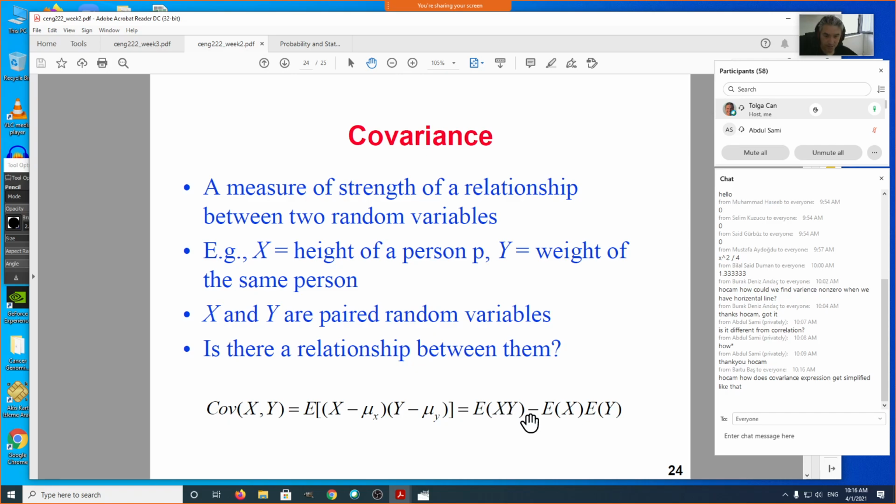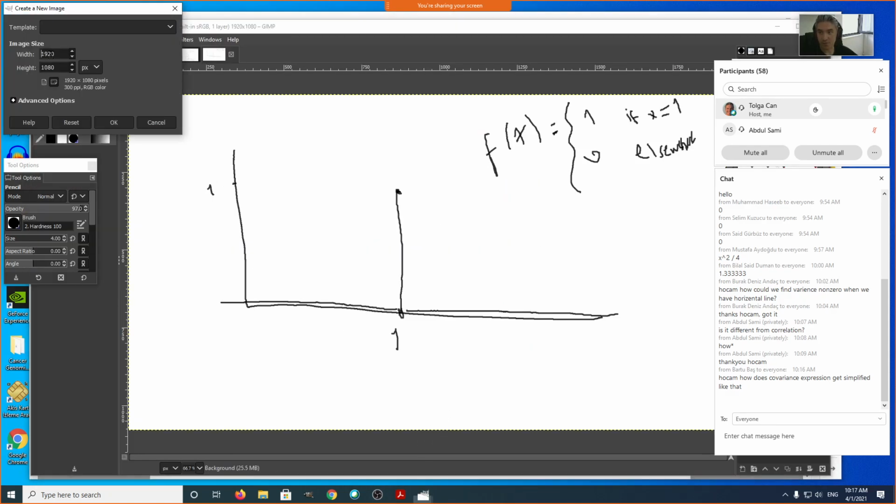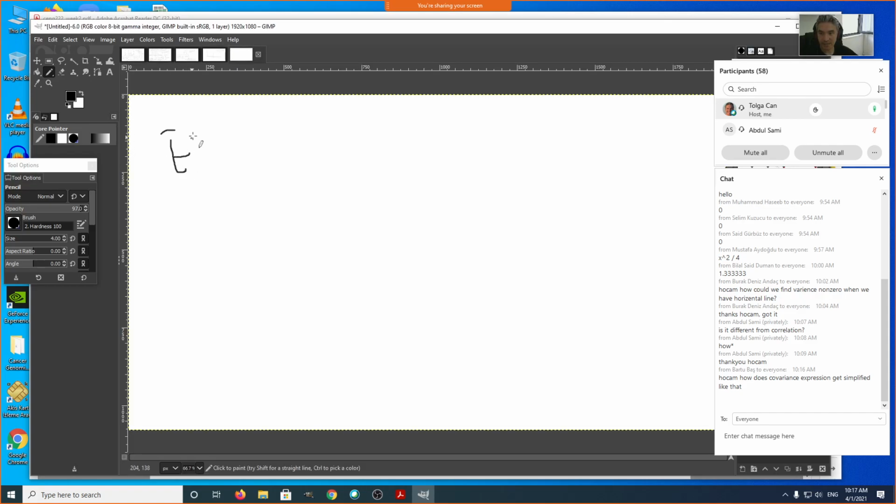The covariance. So how do we get it simplified like that? Actually, we can just take it out, and by using linearity of expectation, we are going to find this. So let's derive that formula: what is the expected value of x minus mu x multiplied by y minus mu y? I have to multiply everything by each other.